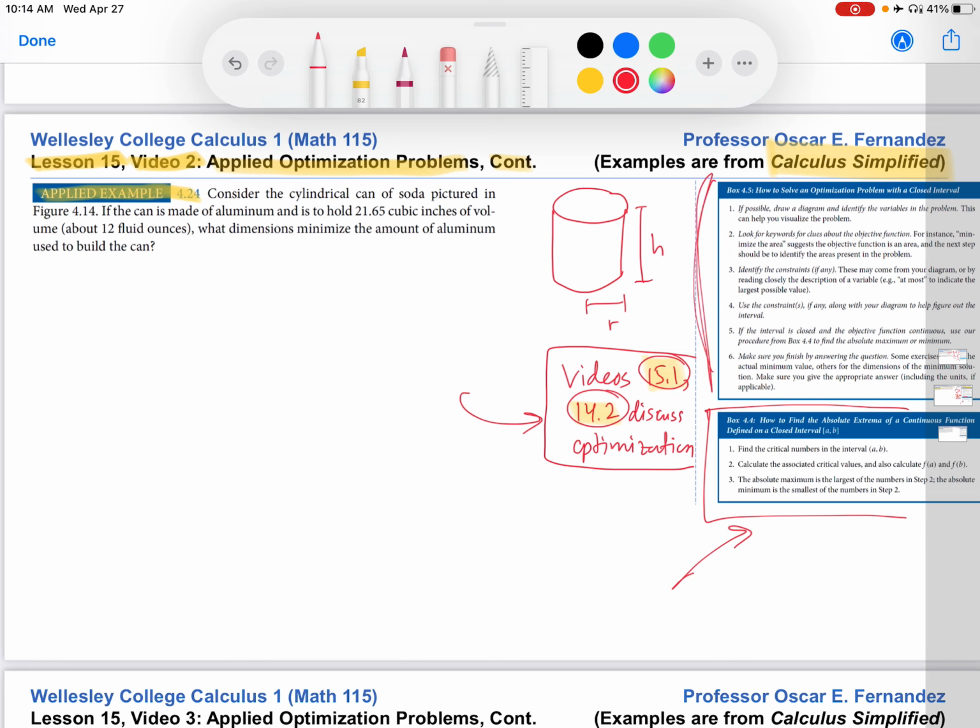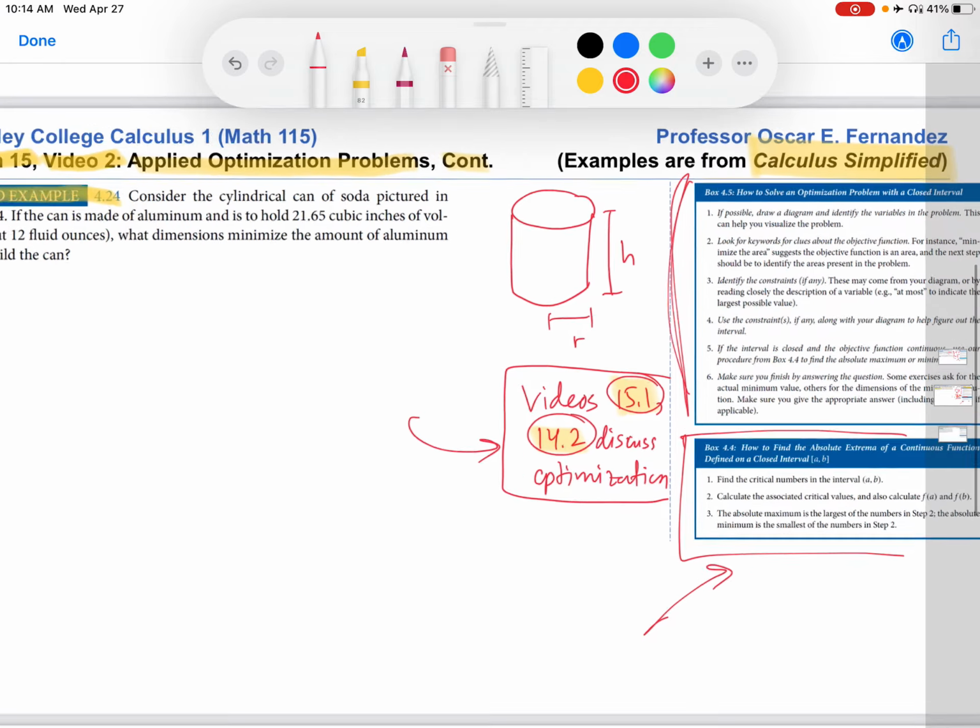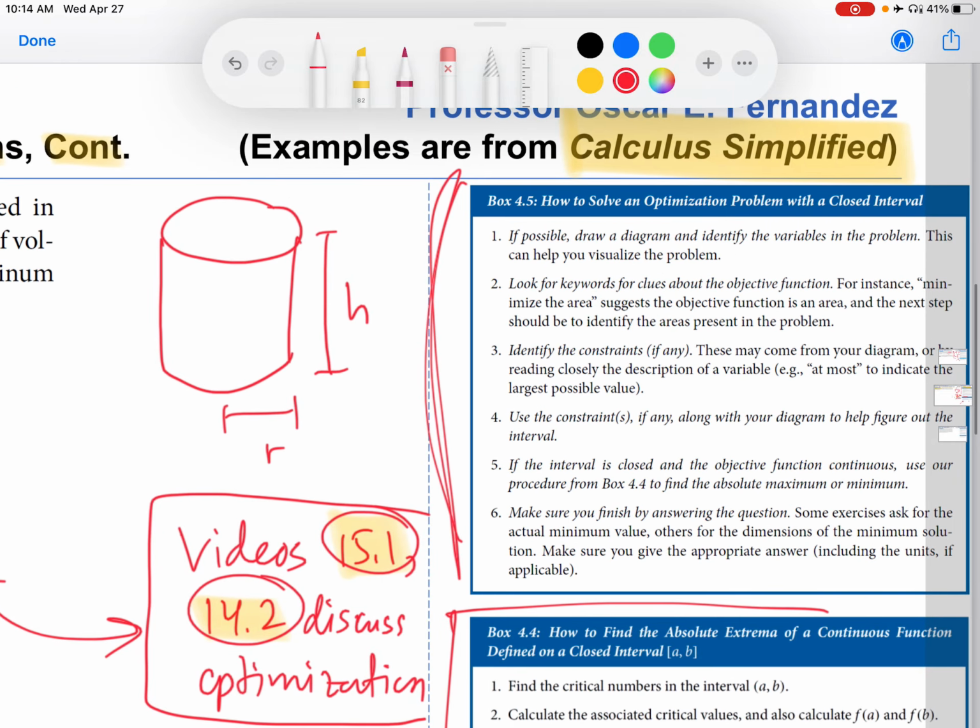You can see that this one is longer. It's got the same sort of title. I'm just going to zoom in here. How to solve an optimization problem with a closed interval. It's longer because, as you'll see in this example on the left, in most cases when you're dealing with optimization problems in real-world contexts, if it's a medium to difficult problem, you won't be given the function that you need to optimize. So that's step number 2 here, looking for keywords or clues about what that function is.